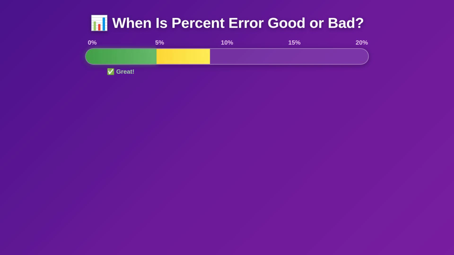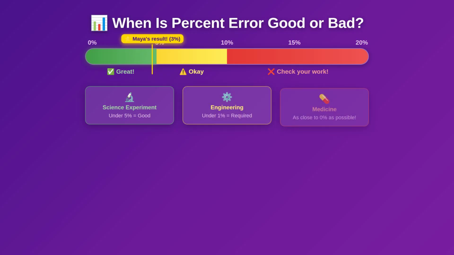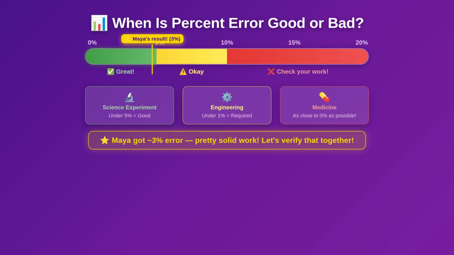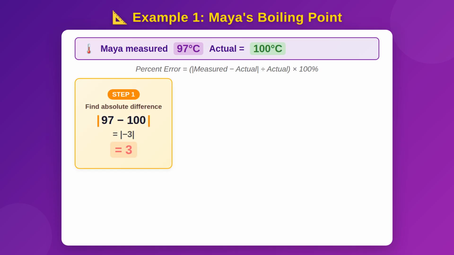Now here's a great question. What counts as a good percent error? In general, a percent error under 5% is considered pretty good for most school experiments. Under 1% is excellent. That's what professional scientists aim for. Over 10% usually means something went wrong, but it really depends on the situation. Measuring the length of a football field, 2% error is fine. Measuring medicine for a patient, even 1% could matter. Maya got about 3% error in her experiment, which is actually pretty solid work. Let's verify that together.